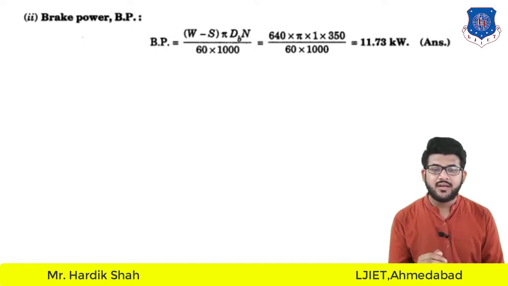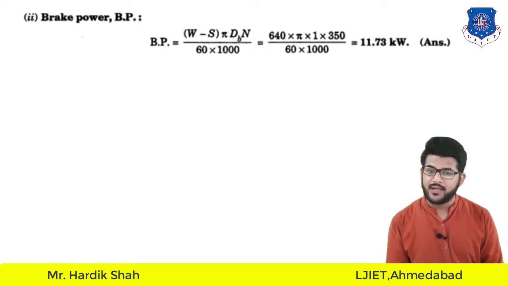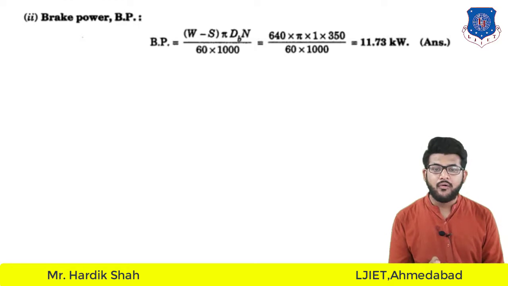We are actually given here the net brake load. You can see we are given the net brake load. So it will be 640 into pi into diameter, given as 1, into 350 divided by 60 into 1000. So you will get the brake power answer as 11.73. So here we have found first the heat generated, in the form of IP. Second, we have found the heat utilization, in the brake power.